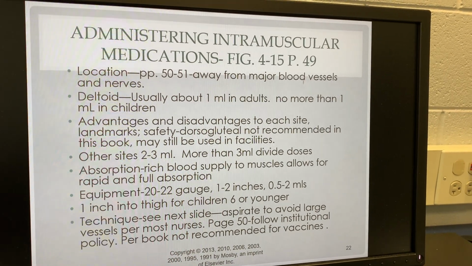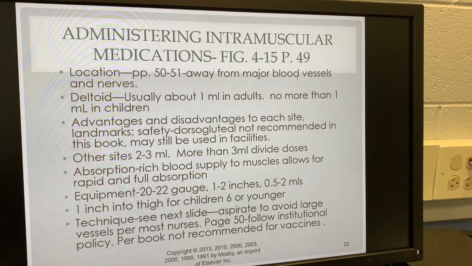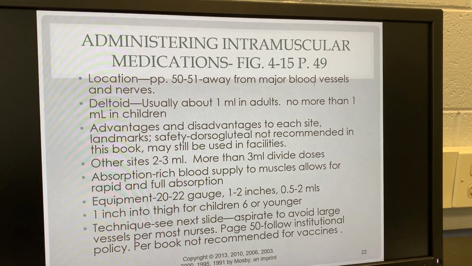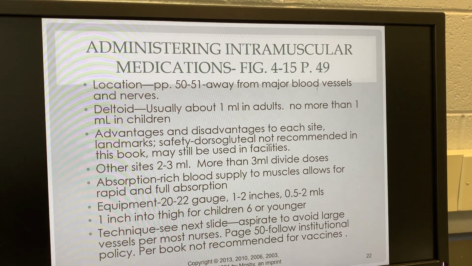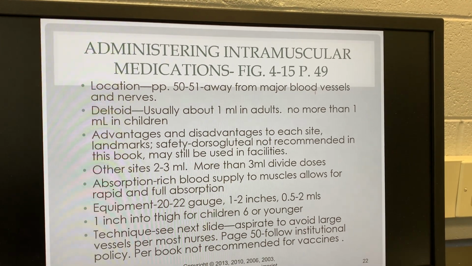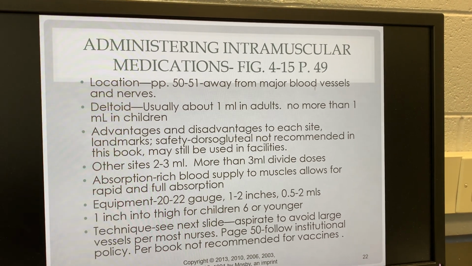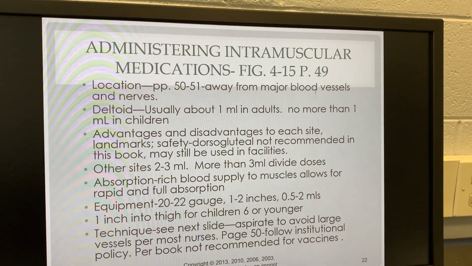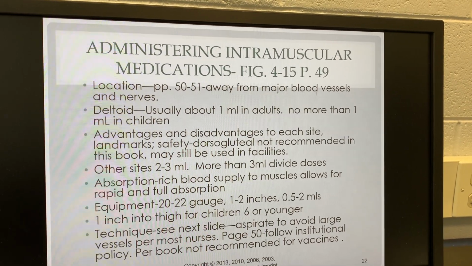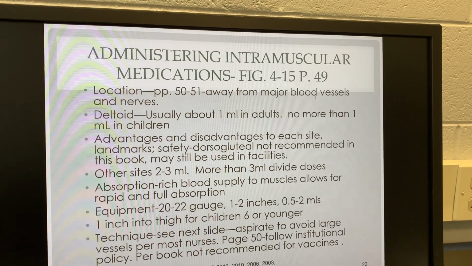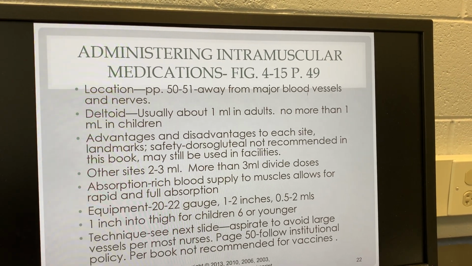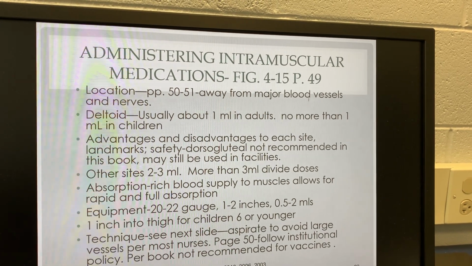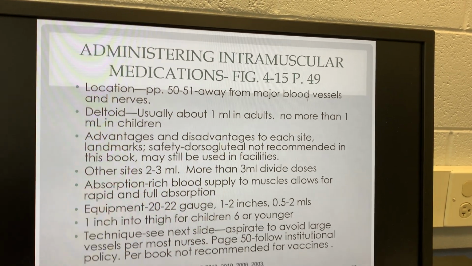We'll go over this in injection lab. When you rotate through, you want to make sure that you're staying away from A, major blood vessels, B, nerves. Now, the deltoid site, you can usually give about 1 milliliter in adults. Sometimes you will see a book that says you can give 2, but no more than 2. This book says no more than 1. And definitely no more than 1 milliliter in children.